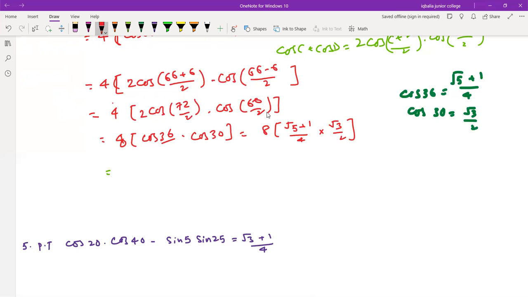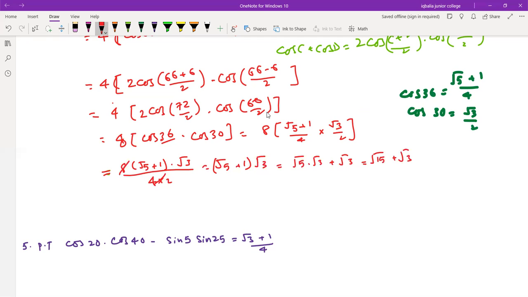Now just simplify them. Once you simplify them, you will get 2 into root 5 plus 1 into root 3 by 4 into 2, and then these terms will get cancelled. Then we will have root 5 plus 1 into root 3, then root 5 into root 3 plus root 3. That is nothing but root 15 plus root 3. Okay, this is the answer.